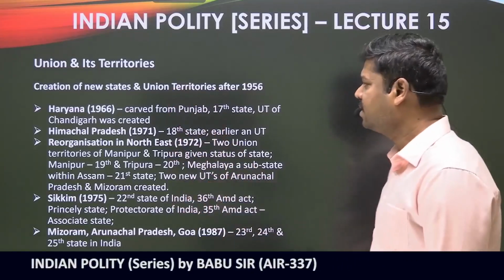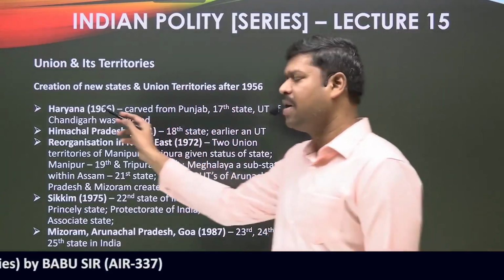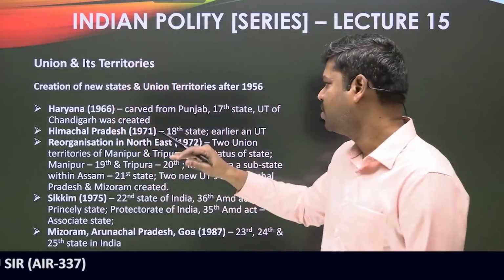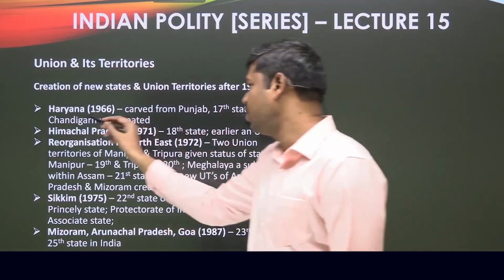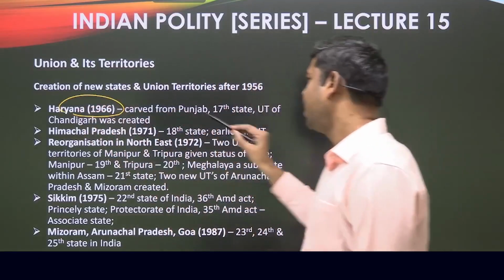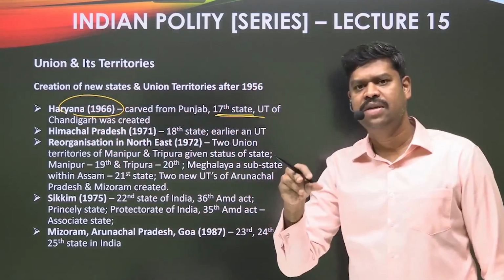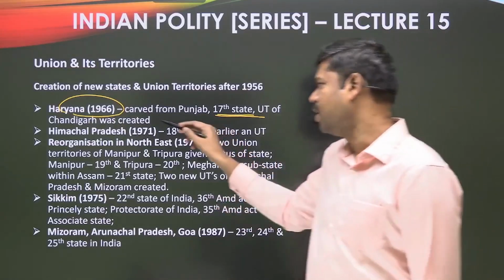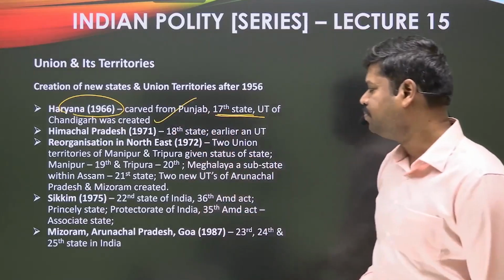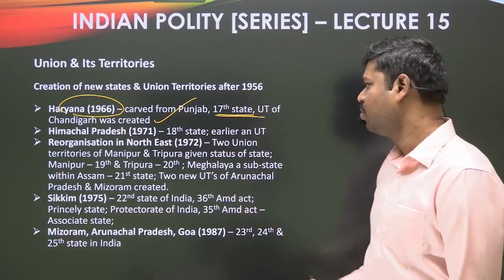And then the next thing is how Haryana was created. Haryana was part of the state of Punjab, but the Hindi speaking people wanted a separate state, and that is when Haryana was created in 1966 as the 17th state of India. At the same time, a specific part called Chandigarh was also conferred the status of union territory. So all these internal reorganizations are done under Article 3 of the Constitution.